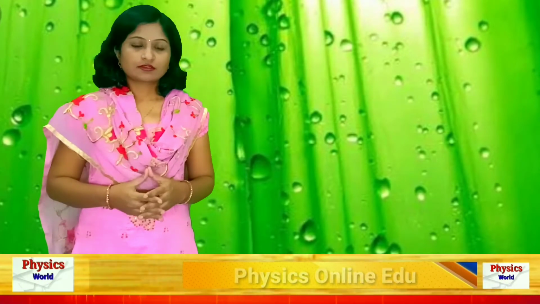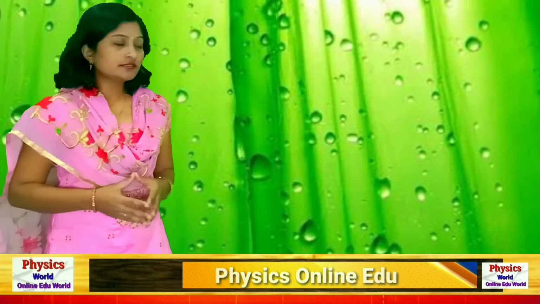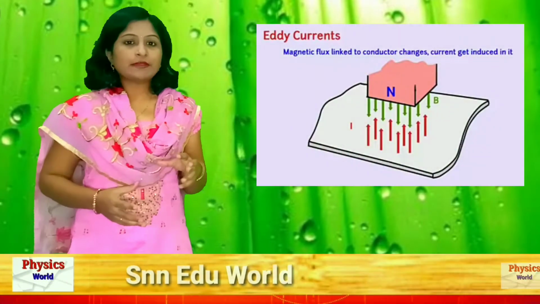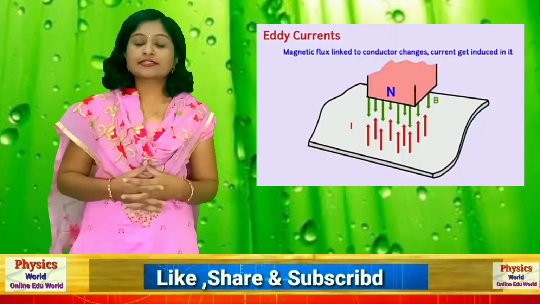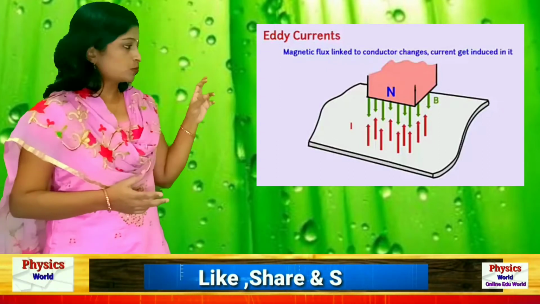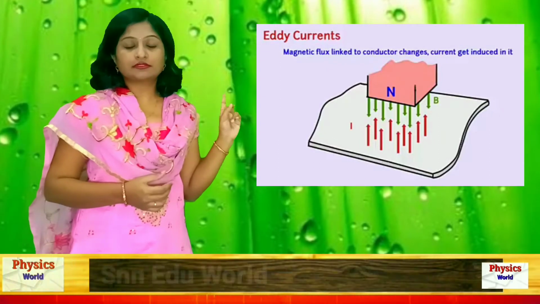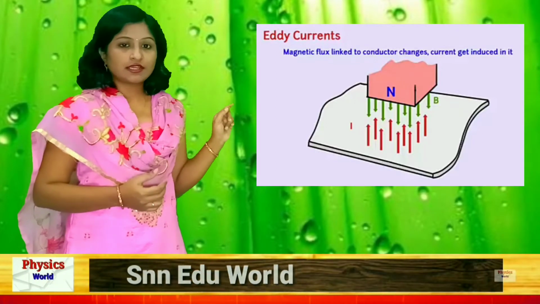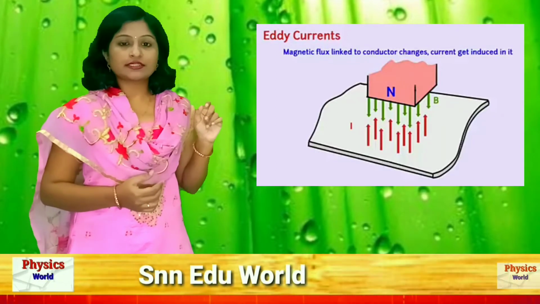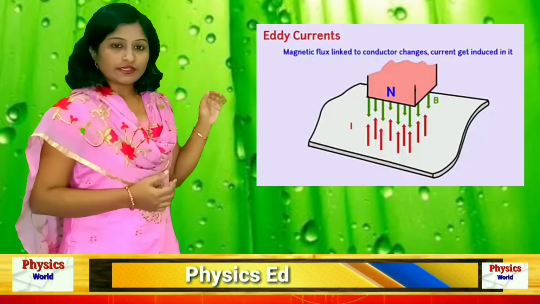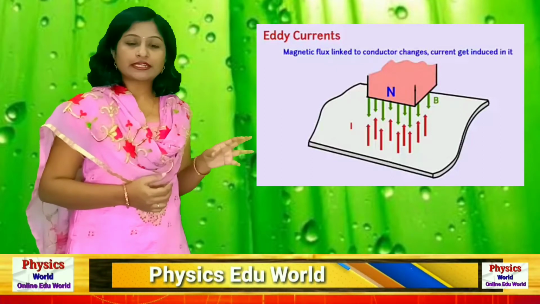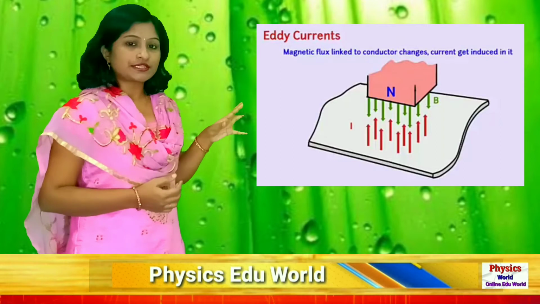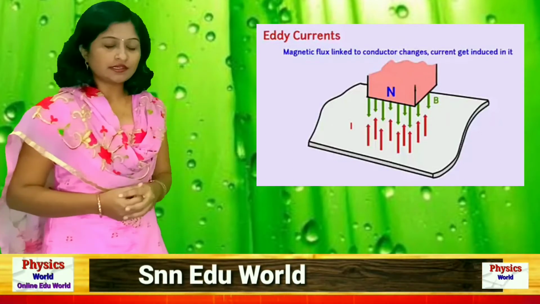Now in today's lecture we are going to study about eddy currents. So what are eddy currents? See here, whenever magnetic flux linked to a conductor changes, current gets induced in it. So at the bottom of that magnet, a conductor is placed in the form of a sheet. The magnet coming towards this conductor is represented here. So whenever a magnet is moving towards the conductor, magnetic flux will change, and whenever the magnetic flux linked to that conductor changes, there is a current induced in the conductor.